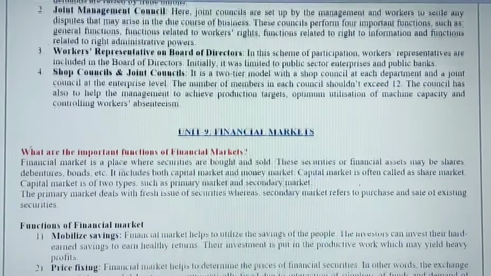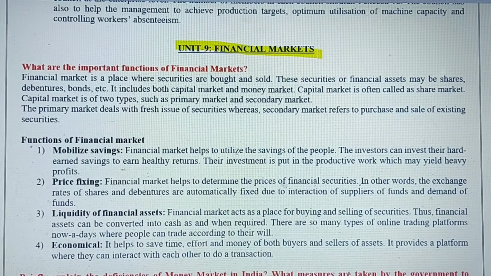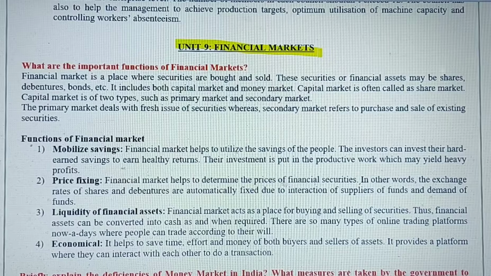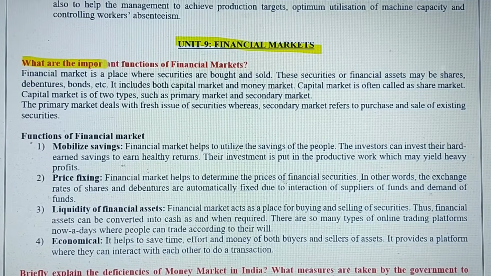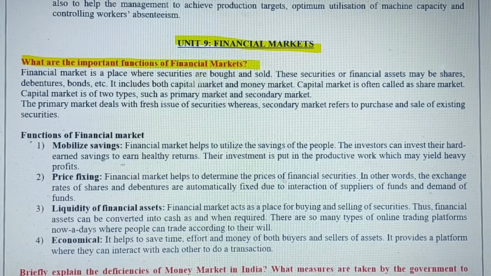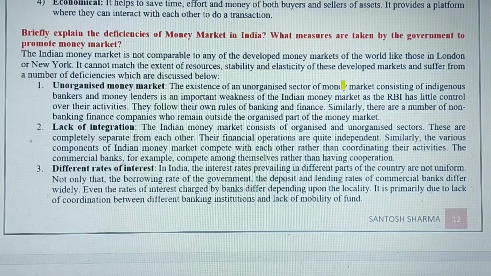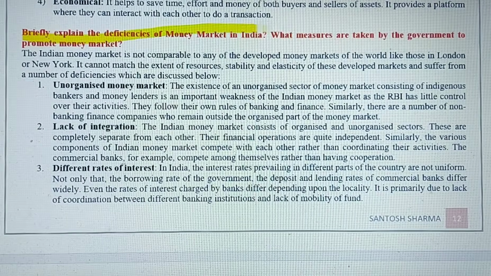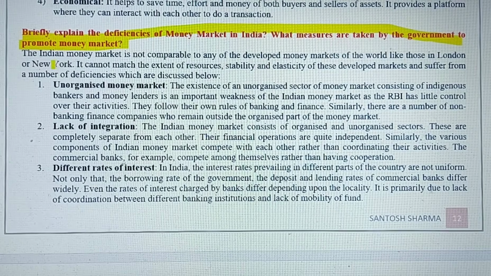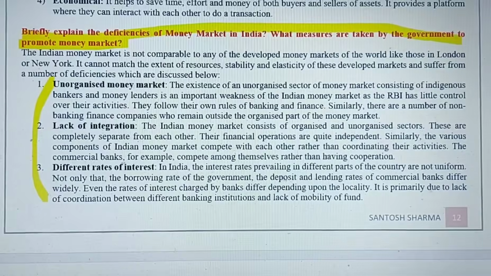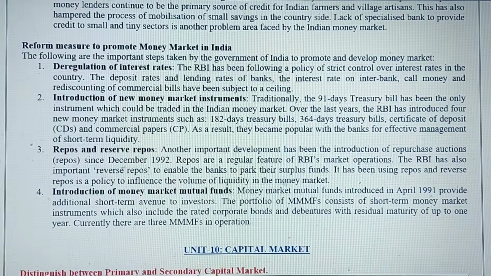Okay. Next question from Unit 9, Financial Market. We didn't get questions in December 24 from this particular unit, so you might get a question from here. What are the important functions of financial market, and the important deficiencies of money market in India, and what measures have been taken by the government to improve the condition of money market in India? So these are the problems, and then you will write the different measures taken by the government to improve the money market.